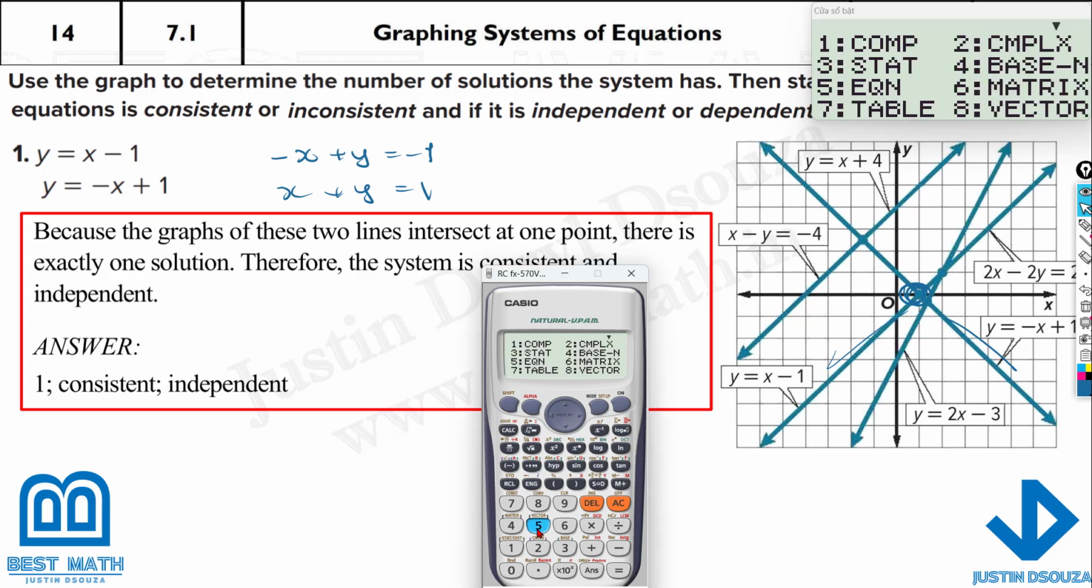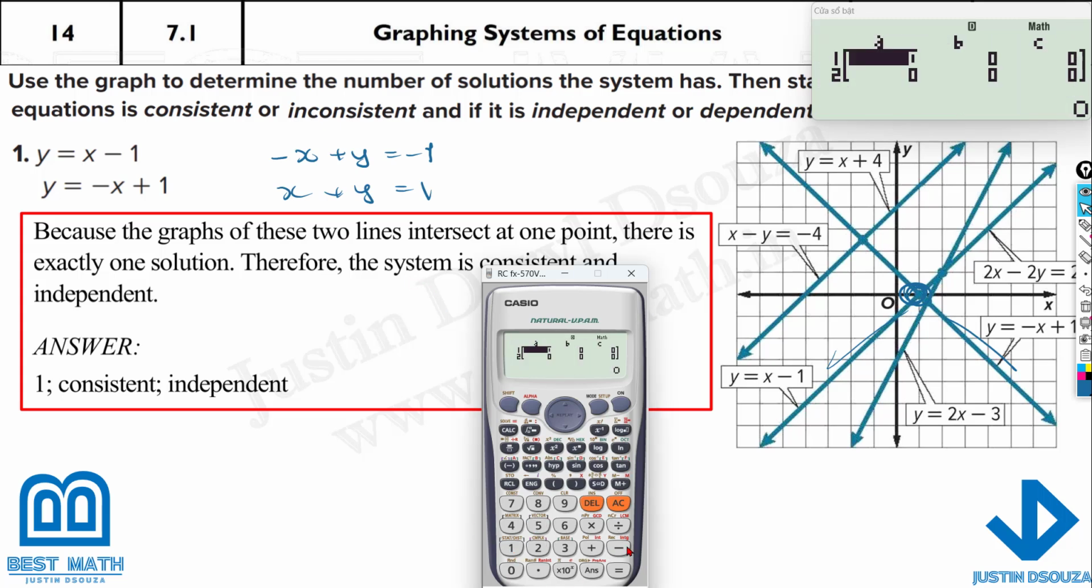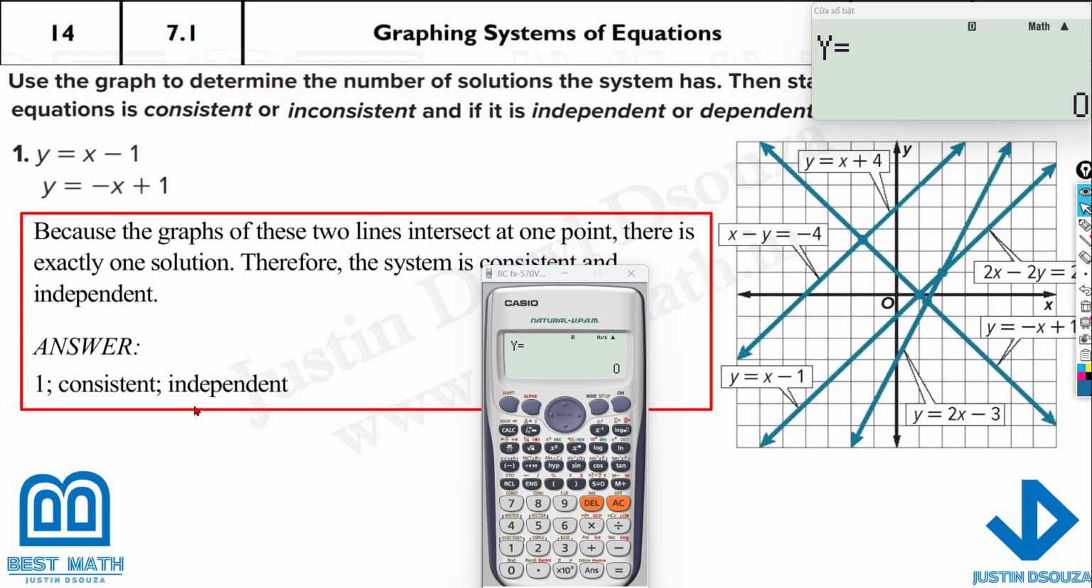You need to press MODE 5 and 1. Type in the coefficients minus 1, 1, and minus 1. And for the next one, we have 1, 1, and 1. So the answer is x and y. You get a point. It is intersecting at 1 and 0. Yes, that's the point. That means it is consistent and independent whenever you have a solution in the calculator, and we have only one solution. That means a point where they intersect.